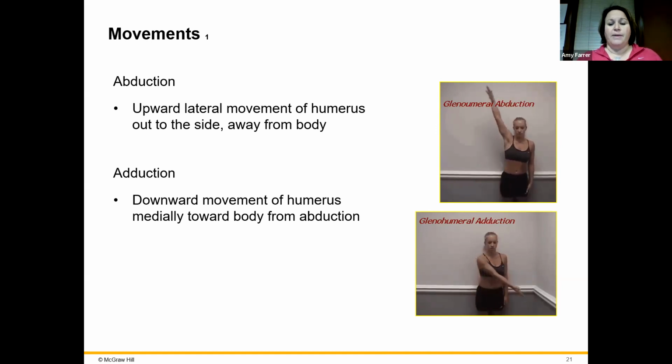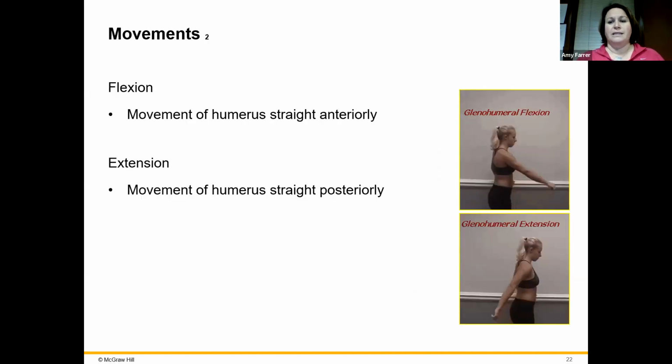So just keep in mind that there'll be some differences in normal. This is just looking at flexion and extension, all right? So if we talk about the shoulder, these are the motions that we would assume.